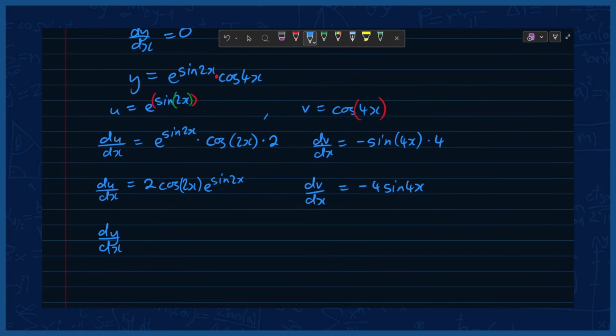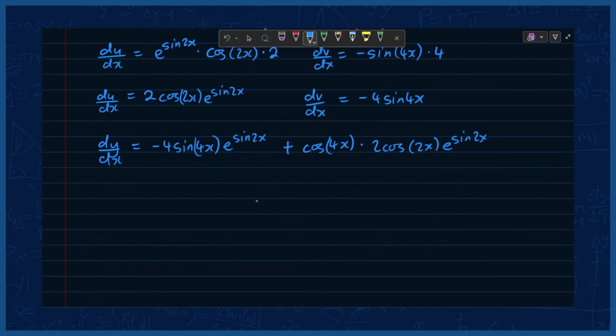And now let's find dy dx. So dy dx is going to be, if you look at the MF19, it will say u dv plus v du. So u dv, we're multiplying this and this. So that is negative 4 sine 4x. And this is multiplying your e to the sine 2x, plus, then it's v du. So the cos 4x multiplying the 2 cos 2x e to the sine 2x. So I've got cos 4x, and this is multiplying 2 cos 2x e to the sine 2x.